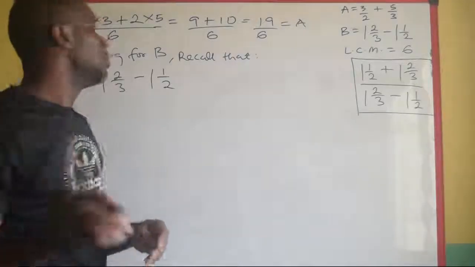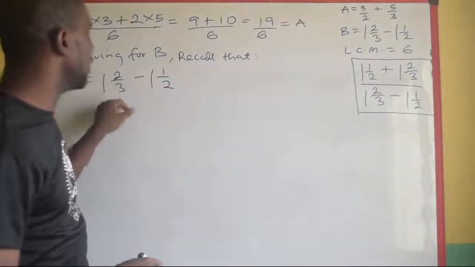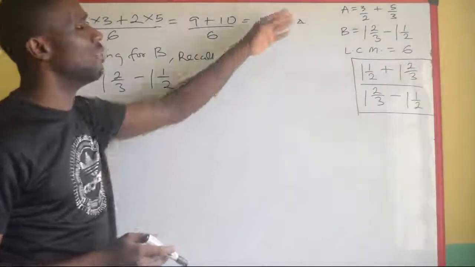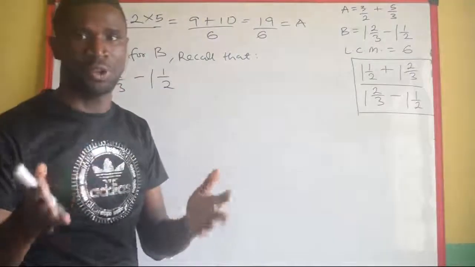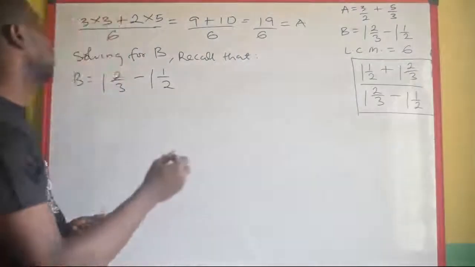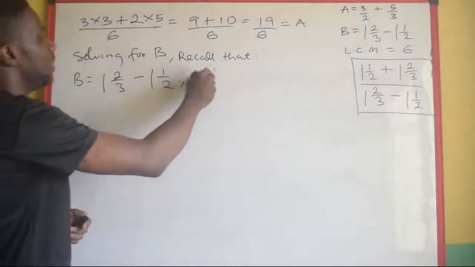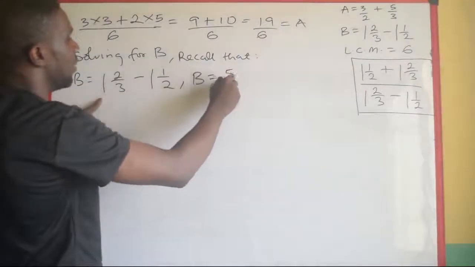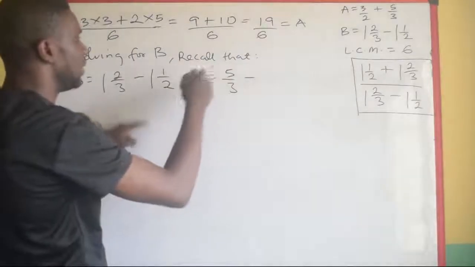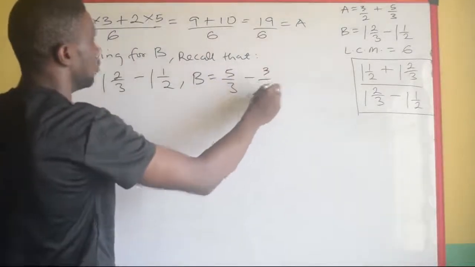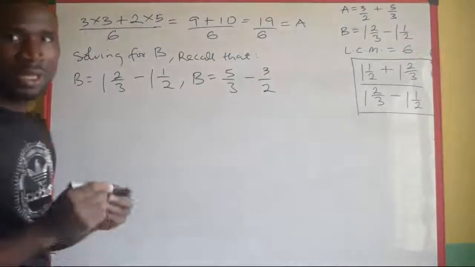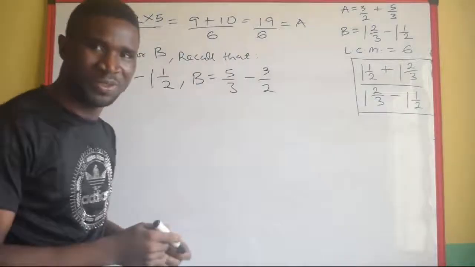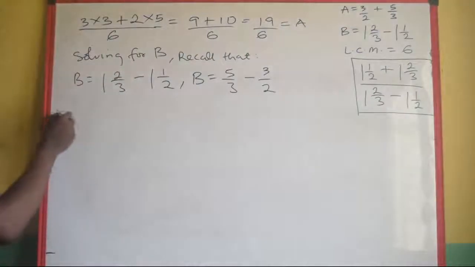Normally, we're supposed to convert 1 whole number 2 over 3 and 1 whole number 1 over 2. But thank God we have already done that when we solved for A. So it means that our B has been converted from being this to 5 over 3 minus, from being this, we'll have 3 over 2.